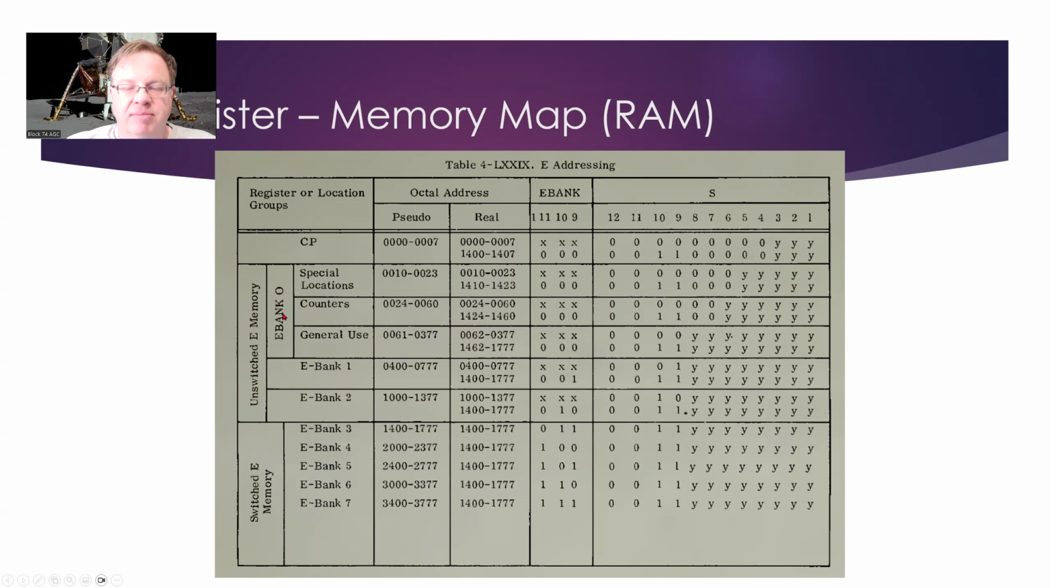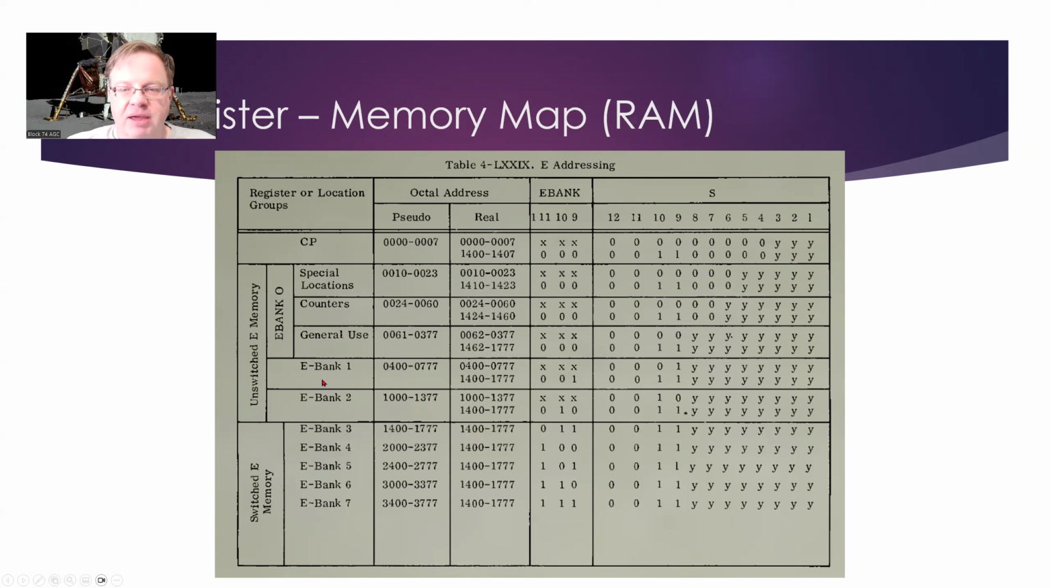So these kind of bank 0, bank 1, and bank 2 are always available for programming, and the address range is going to be from 1000 to 1377. Now beyond that, we then start switching out various banks of memory. So basically the range from 1400 to 1777 will switch out depending on the contents of our eBank register.